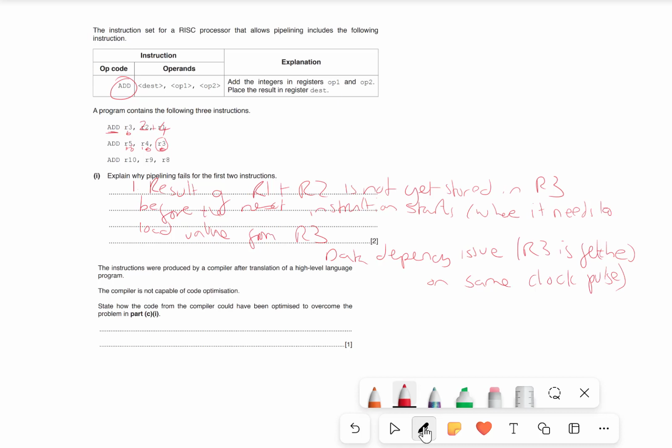The instructions were produced by a compiler after translation of a high-level program language. The compiler is not capable of code optimization. State how the code from the compiler could have been optimized to overcome the problem in this situation.